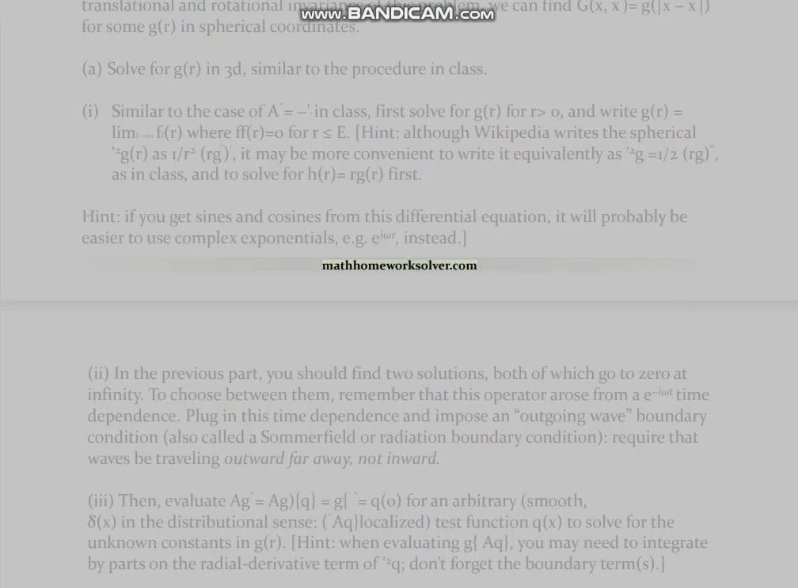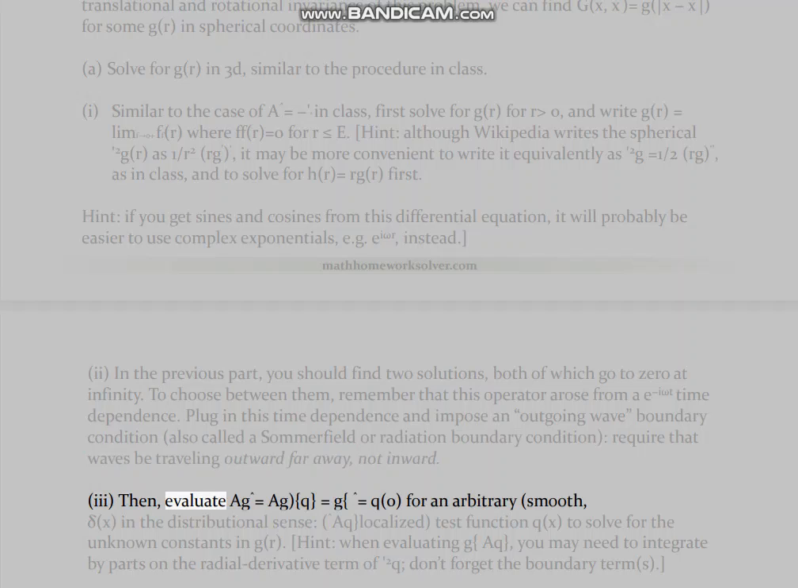MathHomeworkSolver.com 2. In the previous part, you should find two solutions, both of which go to 0 at infinity. To choose between them, remember that this operator arose from an e^{-iωt} time dependence. Plug in this time dependence and impose an outgoing wave boundary condition, also called a Sommerfeld or radiation boundary condition. Require that waves be traveling outward far away, not inward.